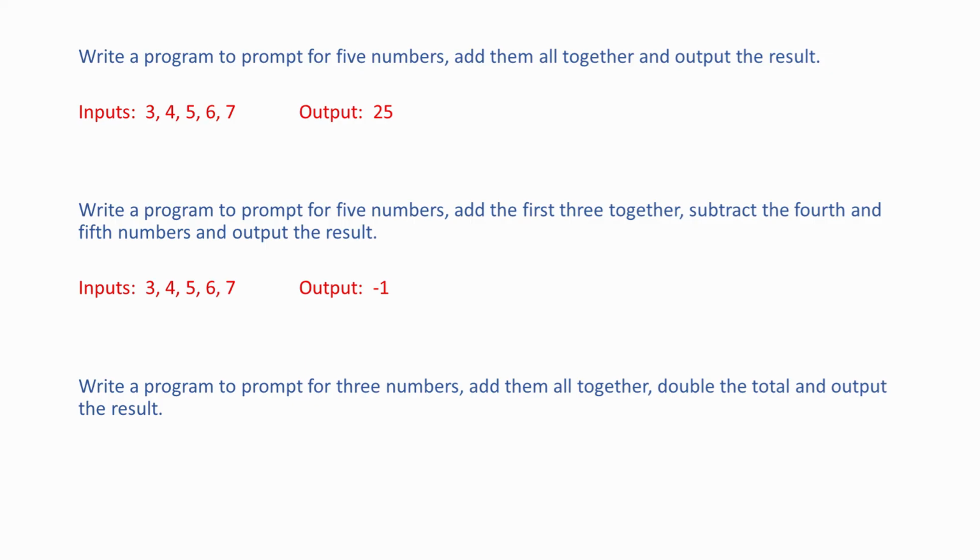Write a program to prompt for 3 numbers, add them together, double the total, and output the result. For example, if you input 3, 4 and 5, the output would be 24. Pause the video now to give them a try, and I'll show you some solutions in a moment.